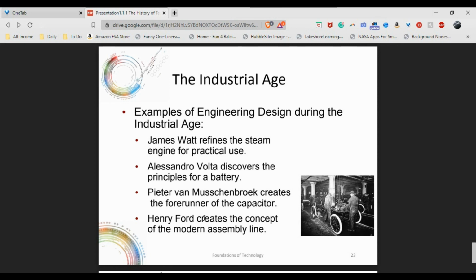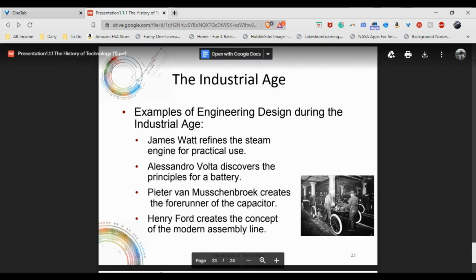And Henry Ford creates the concept of the modern assembly line. So instead of having people move from place to place to work on stuff, you take the object that needs to be worked on and send it down the line in order of the people who need to work on it. And that made things much more efficient in being able to manufacture a product and get it out to be sold in a much better amount of time. This is the Model T Ford that came out.